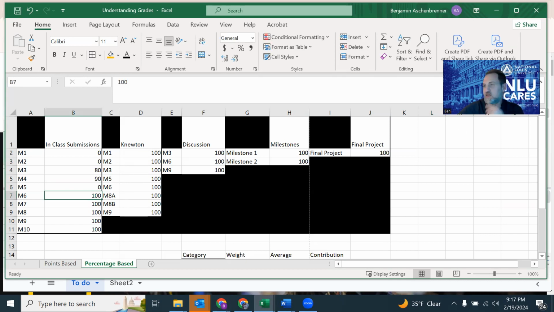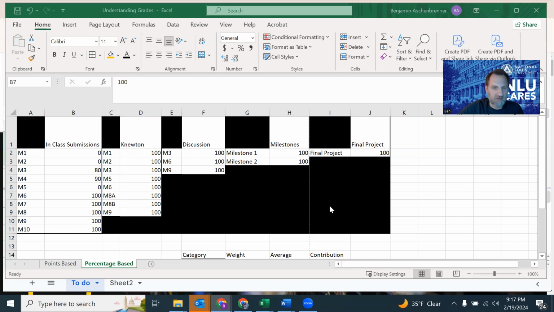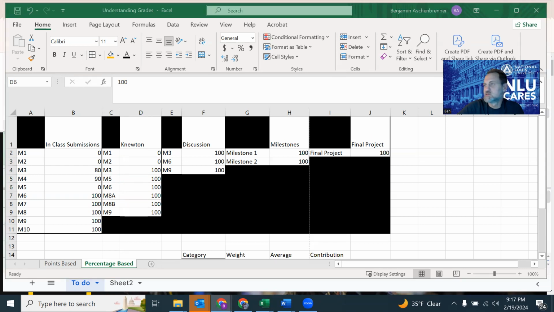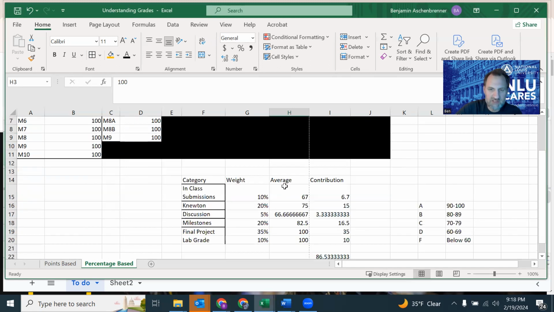Okay. And then in their newtons, the person started off with a couple of zeros and since then has gotten the hundreds. In the discussion, they didn't do their discussion. Got a 0. And in the milestone, right now they're sitting at a 13.13. I'm just going to say that's like a 65%. Okay, so this is where they are.